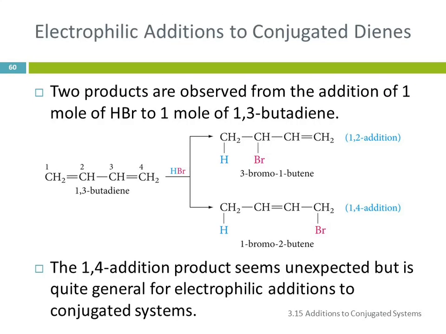Electrophilic additions to conjugated dienes. There's three words you probably weren't familiar with at the beginning of the semester: electrophilic, conjugated, and dienes. Start at the end. Diene means an alkene that has two double bonds. Do you remember what it means if it's conjugated?